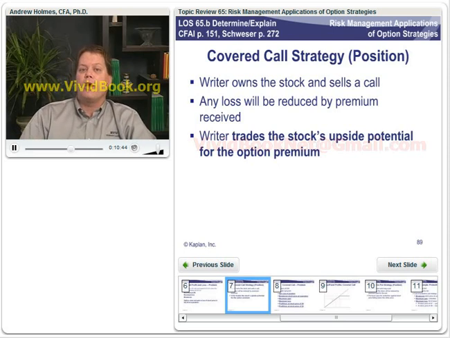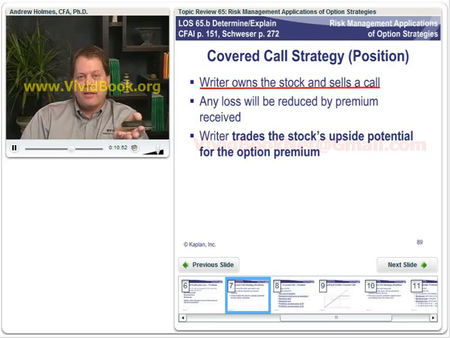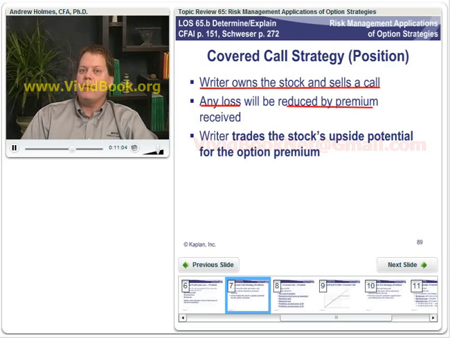So a covered call is where the writer owns the stock and sells a call. So you're actually going to have the stock. You're going to buy the stock for whatever the stock price is, and then you're going to sell a call against it, right? So if the value of the stock goes down, that is, if you have any losses on the stock, it's going to be reduced by the fact that you received the premium. And what's happening here is the writer is going to trade the stock's upside potential for the option premium.